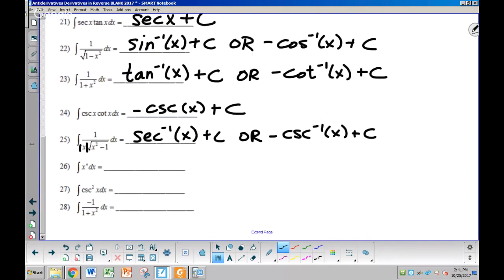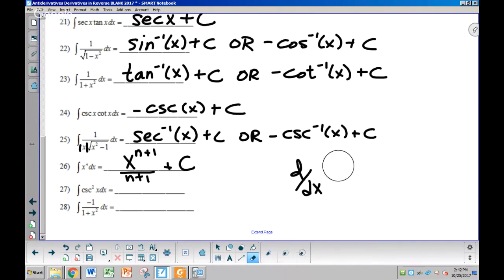X to the n. X to the n plus 1 over n plus 1 plus c. What happens when you take the derivative of x to the n? Oops, I'm sorry. Gosh. I'm nervous because I only have a little bit of time. You get n x to the n minus 1, right? What's the opposite operation? That means I'm going to raise the power by 1 and divide by the new power, because we're doing the opposite operation, okay?